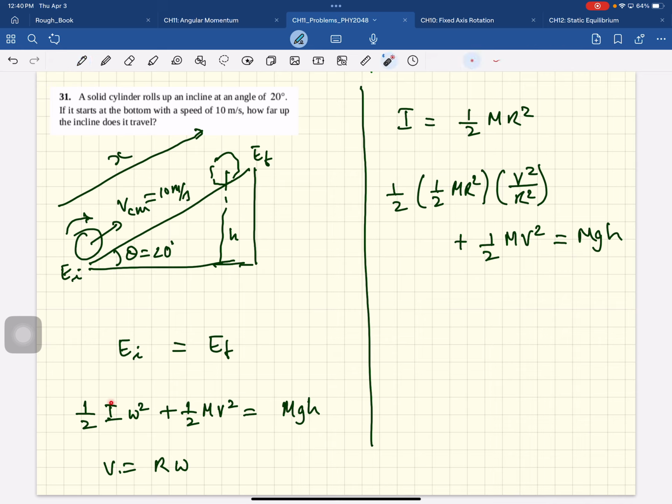So this I got replaced by that, and this omega got replaced by v over r. At the bottom of the hill, the r's cancel. 1/4 mv squared plus 1/2 mv squared equals mgh. So you see, this is the rotational kinetic energy, which is 1/2 of this. So the translational kinetic energy is twice the rotational kinetic energy for the cylinder.